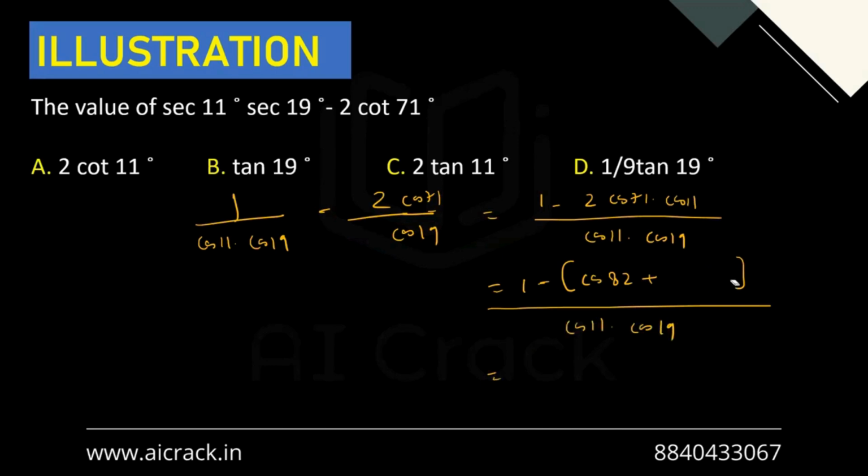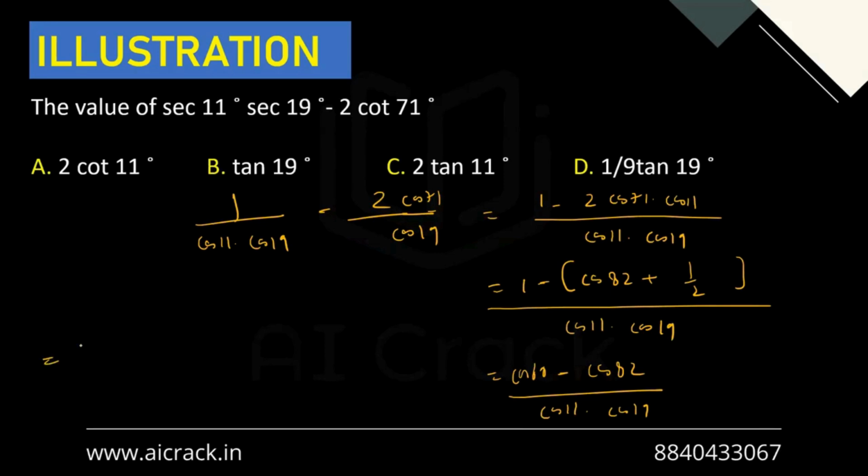Now cos 60 is 1 by 2, right? So this 1 by 2 is subtracted from this one. So we'll be getting 1 by 2 minus cos 82 divided by cos 11 dot cos 19. Now what I can do, I can write this 1 by 2 again as cos 60. So this becomes cos c minus cos d, right? It also makes sense because we have a product in the denominator and we have a summation or difference in the numerator. So to cancel out terms, to make a final term, we have to do something with this one, right? So we have cos c minus cos d.